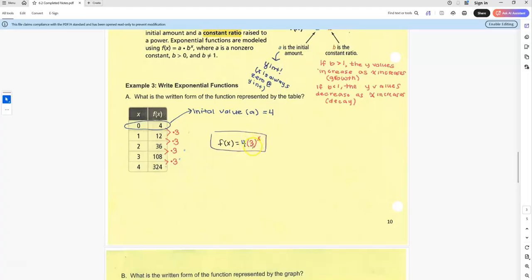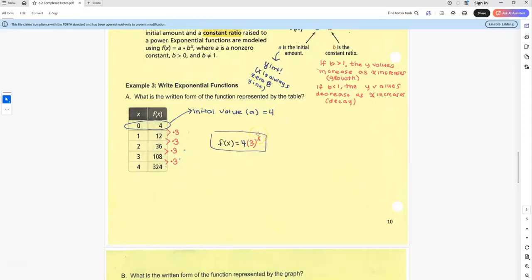Then we have to figure out what we're multiplying by. So remember, exponents mean you're multiplying over and over and over again. So whatever has the exponent of x is what we're multiplying by. So we can see to get our y values, 4 times 3 gives you 12, 12 times 3 gives you 36, and so on. And so that is what gets the exponent. So 4 times 3 to the power of x.